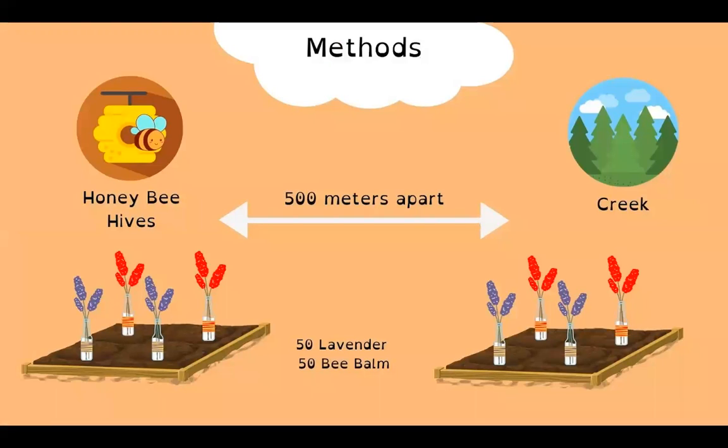So this is my experimental setup. I planted 50 lavender plants and 50 bee balm plants at each garden. One of them is located by the honeybee hives, and 500 meters further down is another garden located by the creek. We will use this to test between honeybee populations and native bee populations.